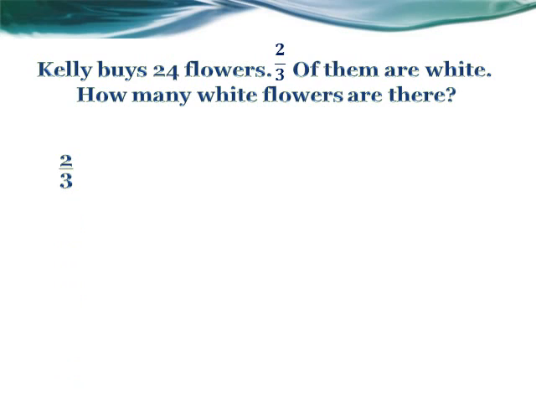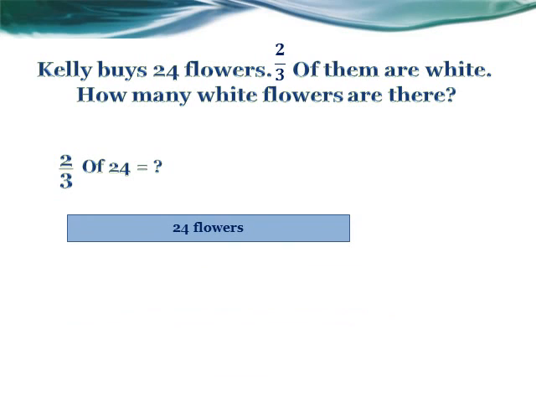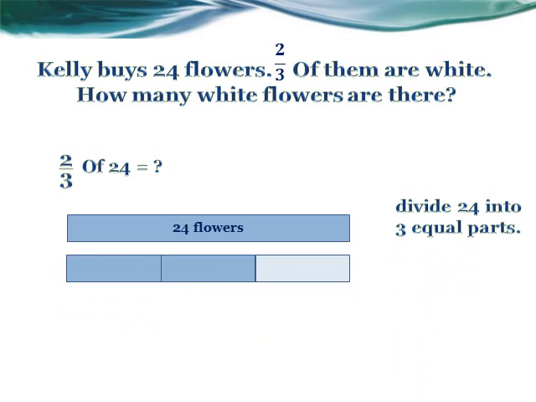As given, it's mentioned here that 2/3 of the flowers are white. So that is 2/3 of 24 because she bought 24 flowers, and 2/3 of them are white. If we have this model, this bar that represents 24 flowers, because it says 2/3, meaning the denominator is 3, we divide 24 into 3 equal parts. And so it would look like this.